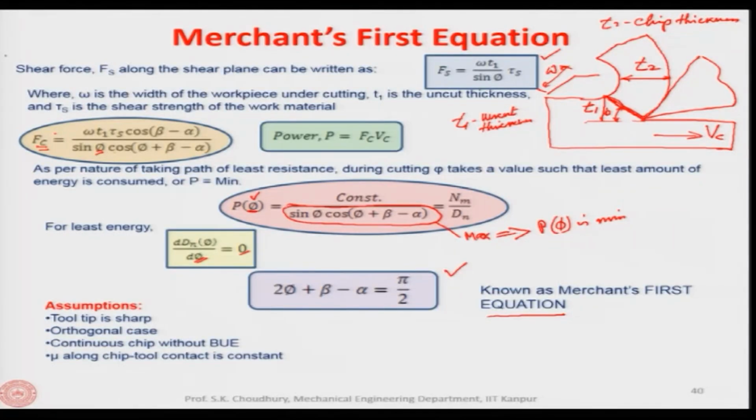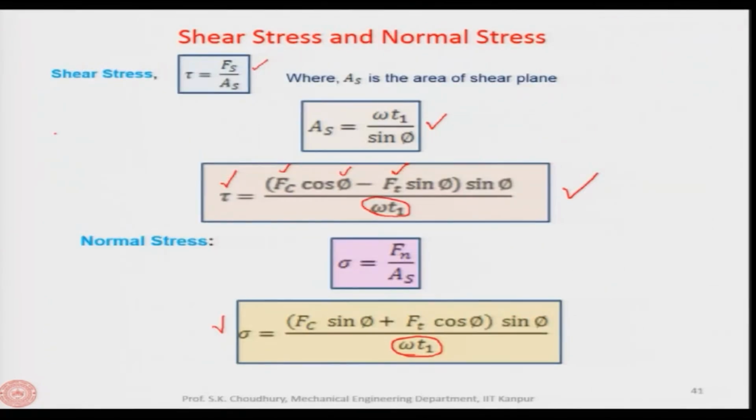As you can see here, starting from the Merchant's diagram we found out FC, we found out the values of FT. After that we can find out the shear stress and normal stress with these values, because the stress will depend on FC, FT, and this phi, which we now found out analytically. So, analytically now we can find out the value of the shear stress. Similarly, we can find out the normal stress by analytically finding out phi, and we know FC and FT, and we can find out the value of the normal stress.